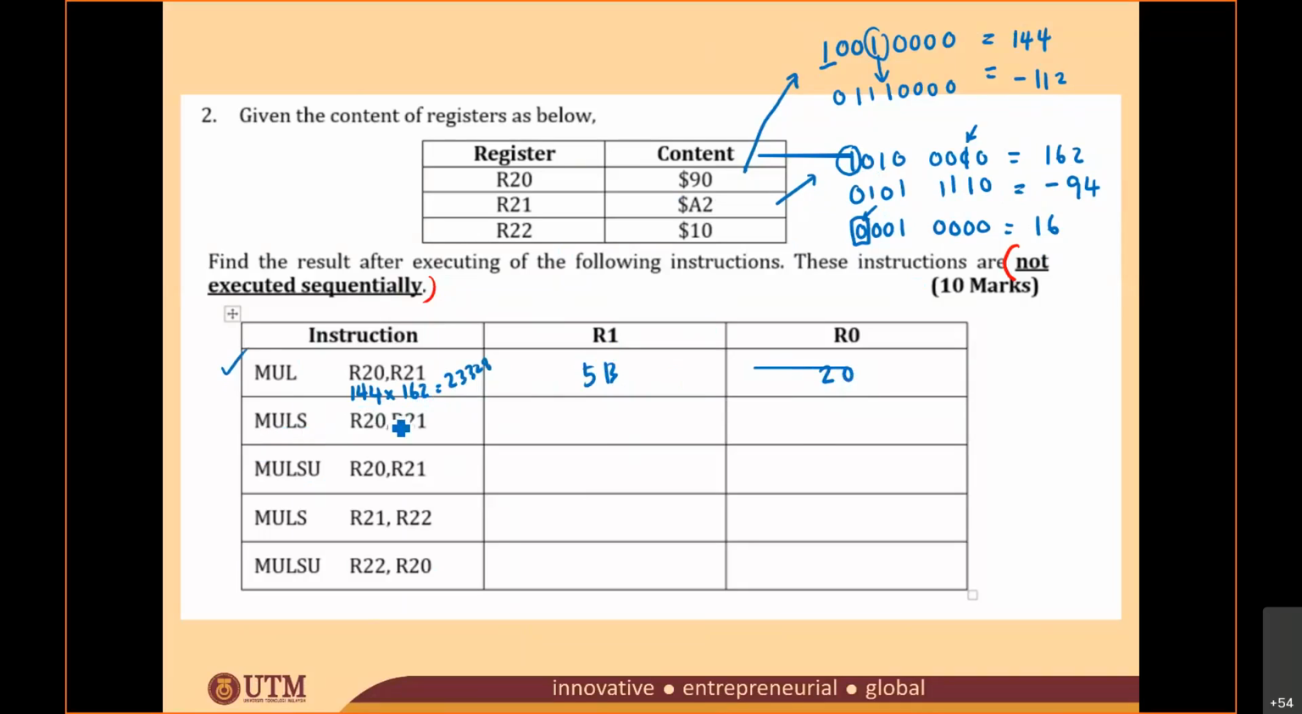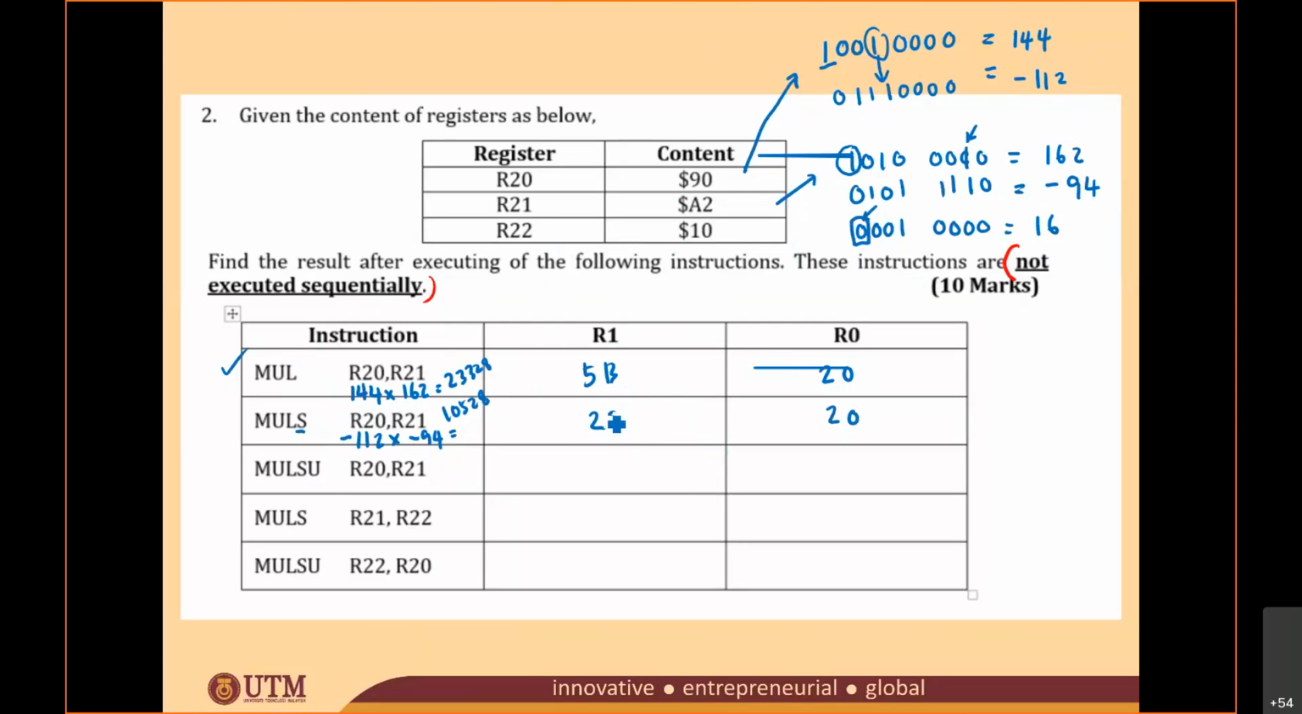MULS R20, R21. Since this is a signed number, we need to go to R20. R20 for the signed number is negative 112. Multiply with R21, also a signed number, which is negative 94. You multiply this, negative multiplied with negative, you will get a positive number, correct? So what is the answer here? 10528. Convert back to hexadecimal, you will get 2920.